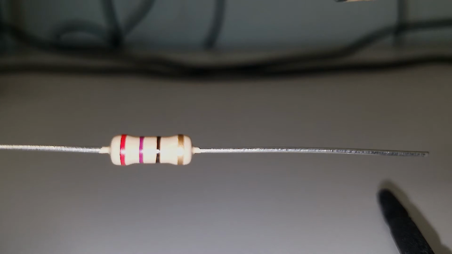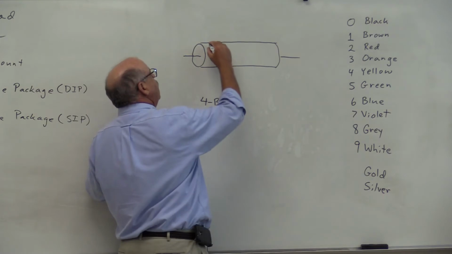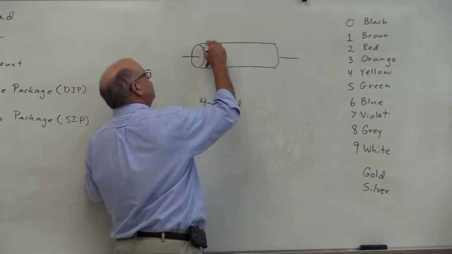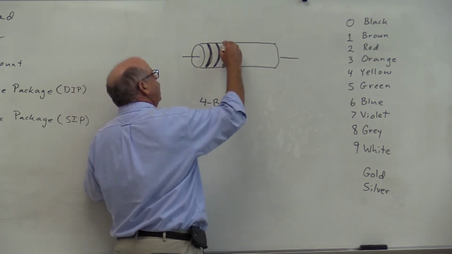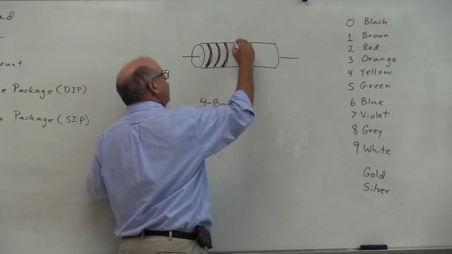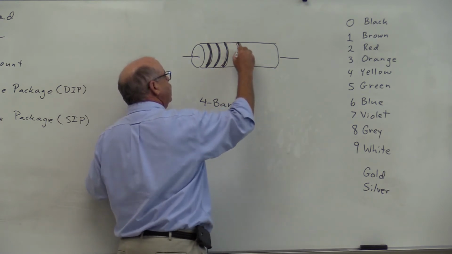Now, when we looked at the axial lead resistor, we noticed that the resistor had a series of colored bands around the body of the resistor. And these colored bands are used to denote the value and the tolerance of the resistor. For our carbon composition and carbon film resistors, they're called 4-band resistors. And the way this works is these bands all have different colors, and each color corresponds to a different numeric value.